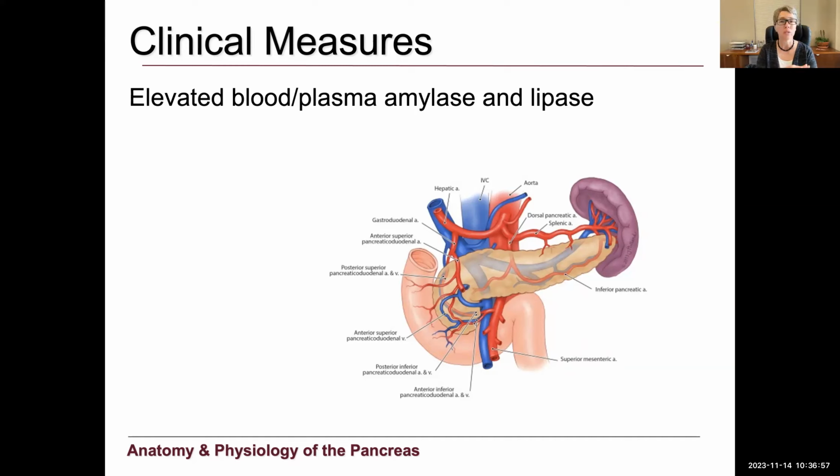So normally those levels should be very normal because the amylase and lipase should go into the acinar sacs and then into the pancreatic duct and into the duodenum. So they should never hit the bloodstream. But if there's injury to the pancreas or damage, disease, then we might start to see those pancreatic amylase and lipase levels go up. Okay.